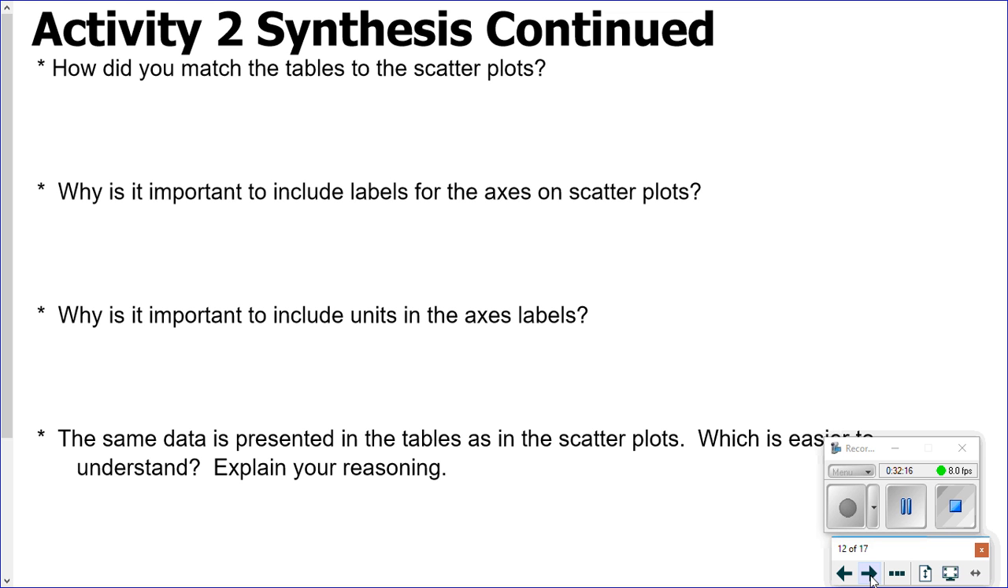The same data is represented in the tables as in the scatter plots, which is easier to understand for you, and explain your reasoning. So this is going to depend on you. Which visual model is easier for you to generate conclusions based on the data? For me personally, the scatter plots. I can see trends in the data a little bit nicer, a little bit easier. It's having that visual representation. So for me, the scatter plot works out really nice, especially when our data on the table is not ordered or sorted like that first activity when we resorted the tables to make more sense, to be more aligned with the scatter plots.